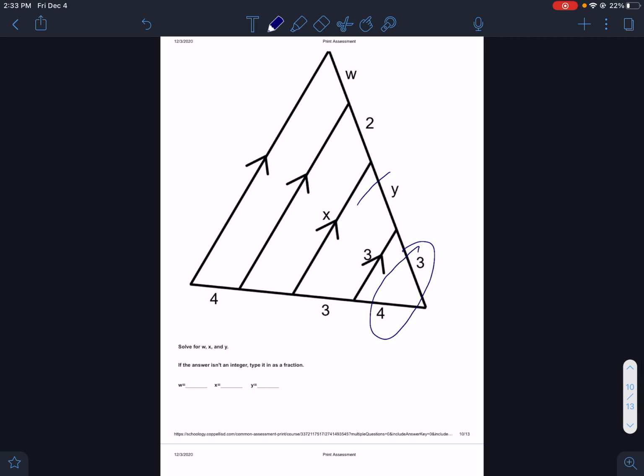Oh, parallel lines. All these sections have the same ratio, all of them. So if we know one section's ratio, we know all the sections' ratios.